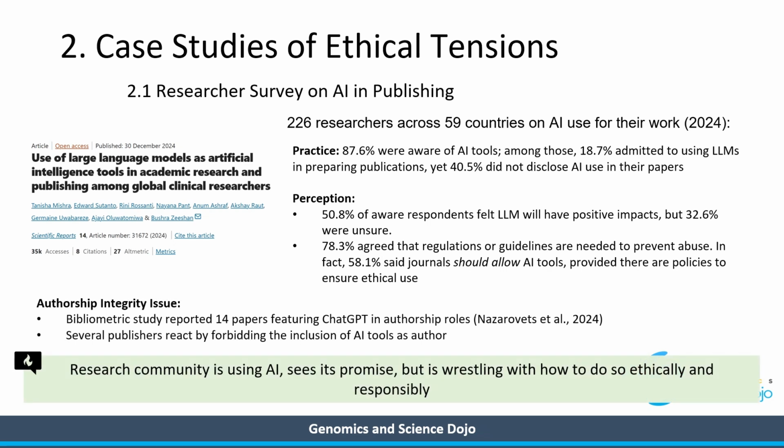Additionally, there are also studies that look at authorship integrity issues. One study reports that early in 2024, 14 papers already featured ChatGPT in authorship roles, so ChatGPT was named in the authorship list. Several publishers reacted by forbidding the inclusion of AI tools as authors. So I think the key takeaway here is that we as a research community are using AI. This is a done deal at this moment. The cat is already out of the bag. We do see its promises, but we're currently wrestling with how to do so ethically and responsibly.